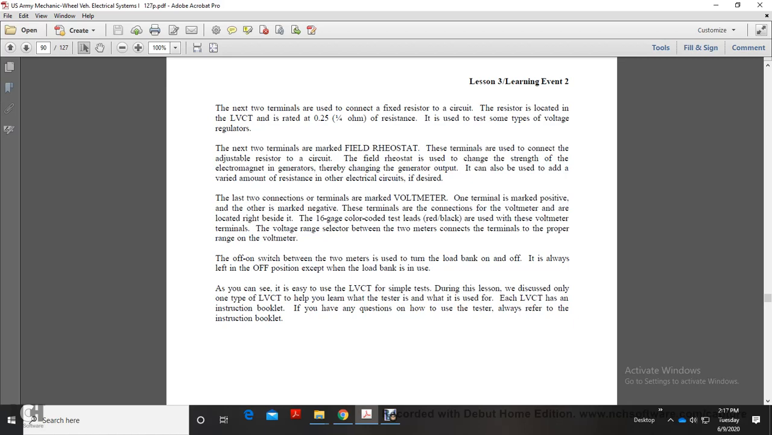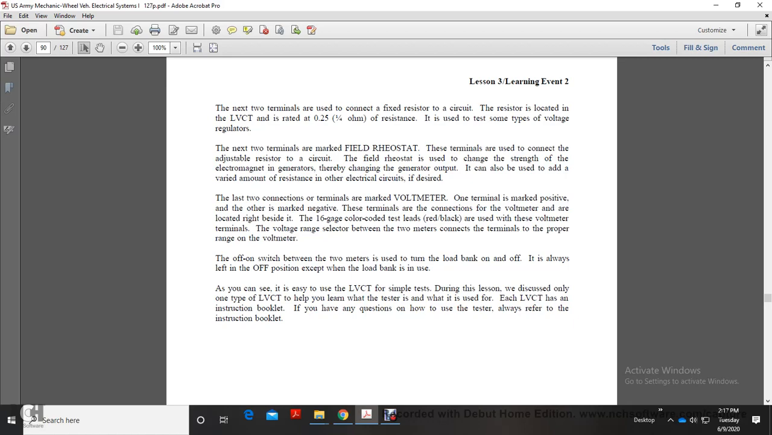The next two terminals are marked as field rheostat. These terminals are used to connect the adjustable rheostat to the circuit. The field rheostat is used to change the strength of the electromagnet in the generator, changing the generator output. It also can be used as a varied amount of resistance in other electrical circuits as desired.